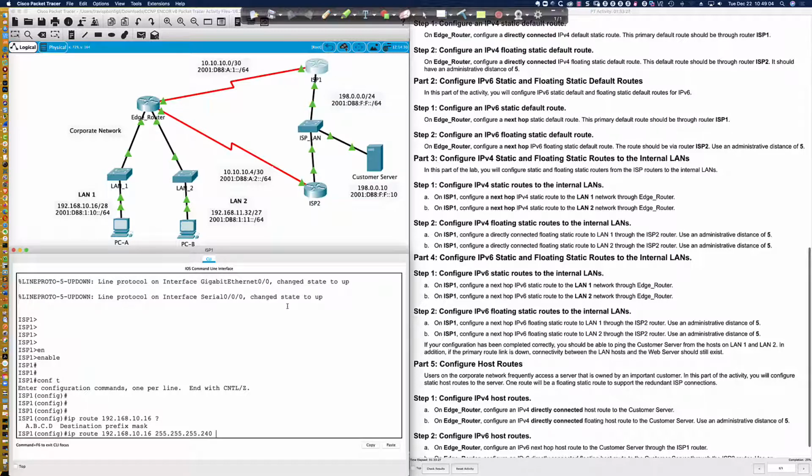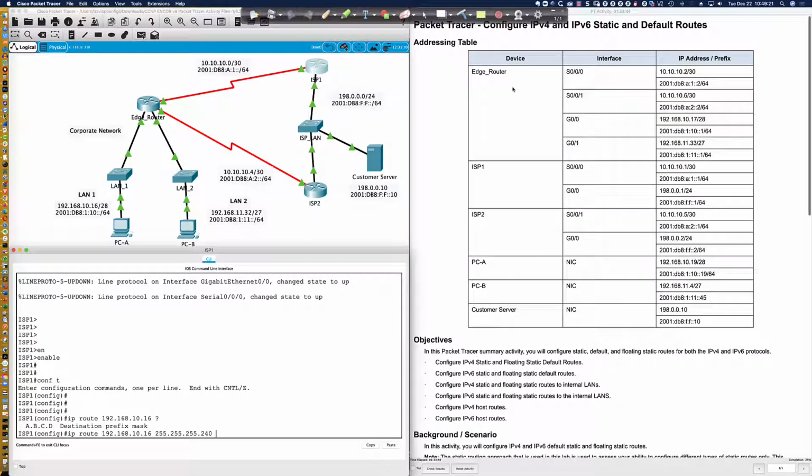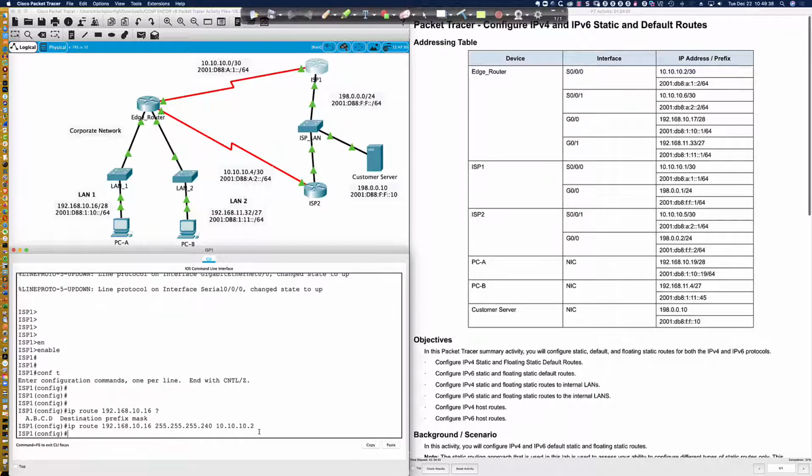So, and it's going to be to LAN 1. And then we say, how do we get there? Well, we're going to provide the next hop, right? Because this is going to be a next hop recursive static route. So let's come up to the ISP router and let's see the edge router, right? That the ISP router is connected to here. That edge router serial 0/0/0 interface is 10.10.10.2. And so I'm only going to put in 10.10.10.2. And again, that is a next hop, i.e. recursive, AKA recursive static route.